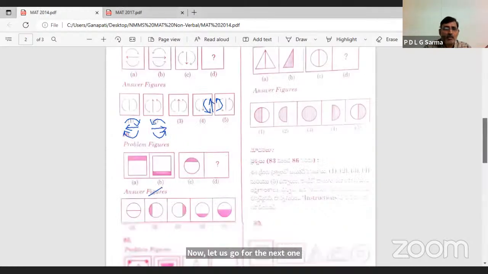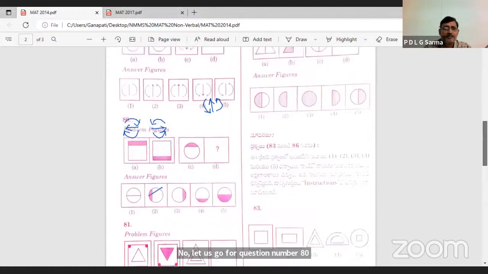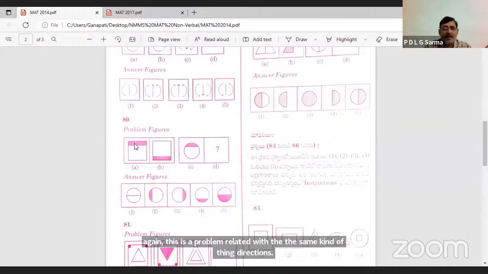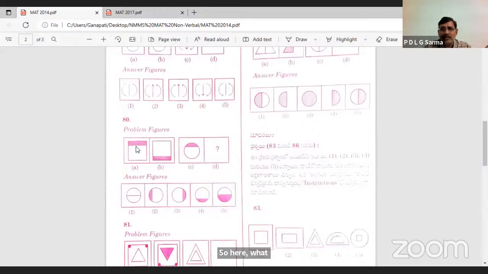Now let us go for question number 80. I will clear all the drawings so that you can check. Now again, this is a problem related to the same kind of thing, directions. So here what happened? It is moved through an angle of 180 degrees. It is a problem related to direction. So this is also to be changed. So clearly you can see that the fourth one is the correct one. Here, this is the correct one, right?